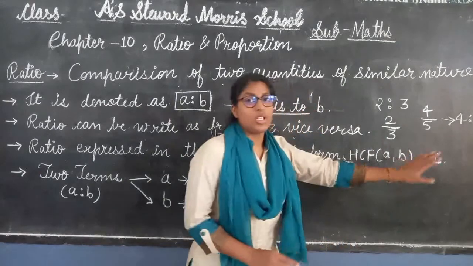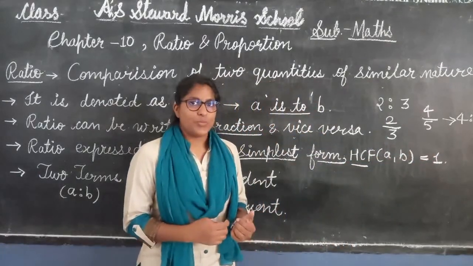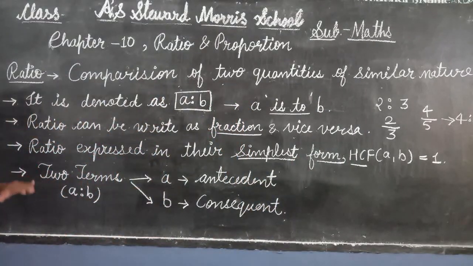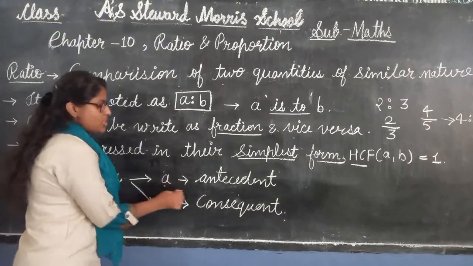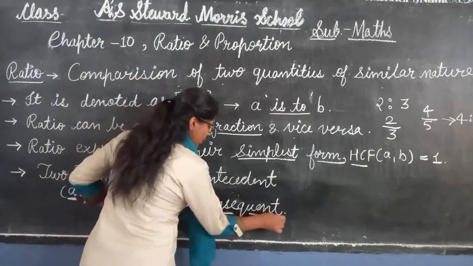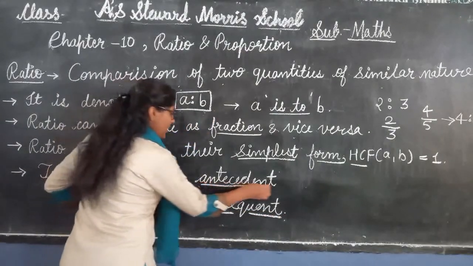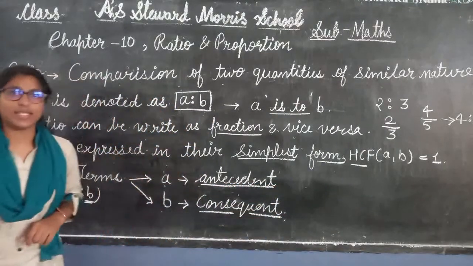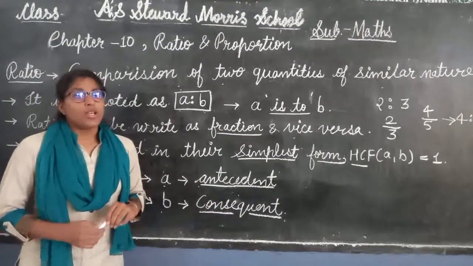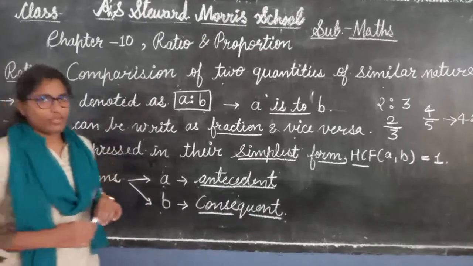A and B are what? These are the terms of ratio. And how many terms do we have in the ratio? We have two terms in the ratio. A is to B. This is your first term and this is your second term. The first term of ratio is known as antecedent and the second term of the ratio is known as consequent. Again I am repeating, the first term of the ratio is known as antecedent and the second term of ratio is known as consequent.